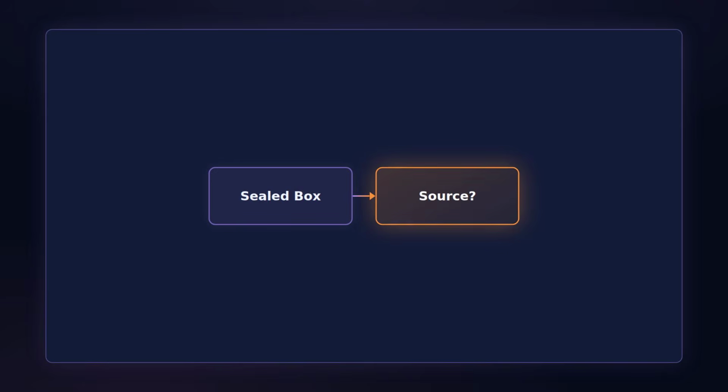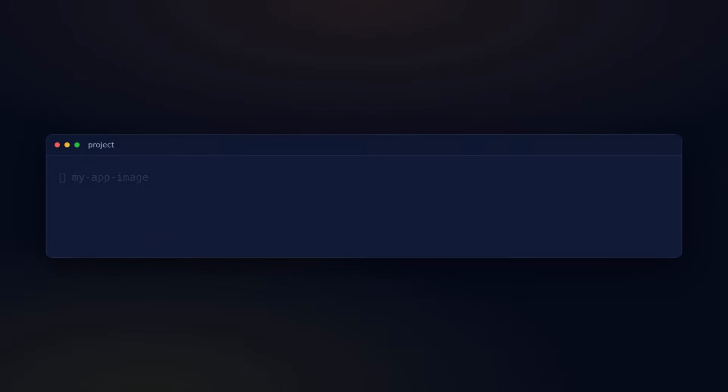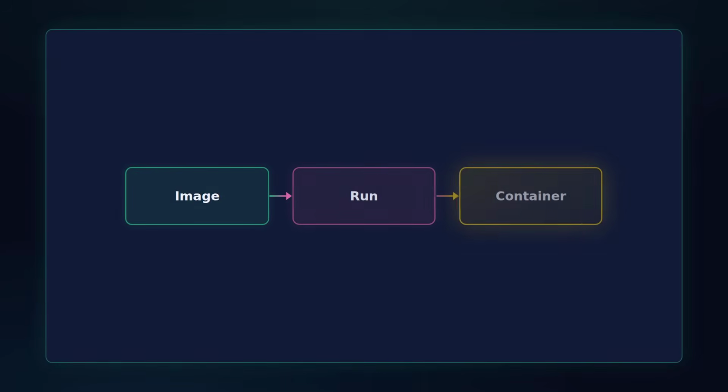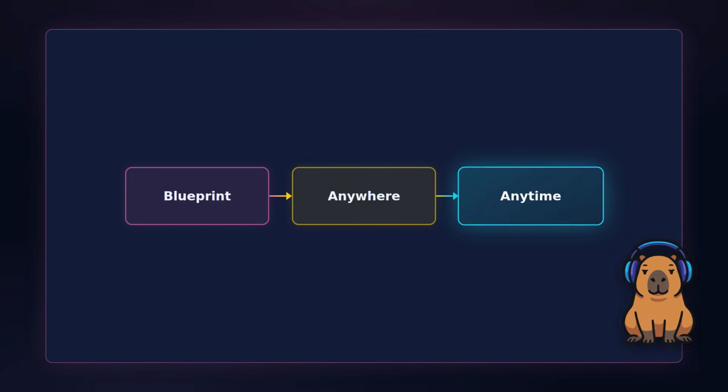But where does that sealed box actually come from in the first place? You build something called an image, a frozen snapshot of that whole environment, saved once. Run that image, and it wakes up as a live container, the recipe becoming an actual dish. Not the sealed box itself, a blueprint for stamping out that exact box, anywhere, anytime.